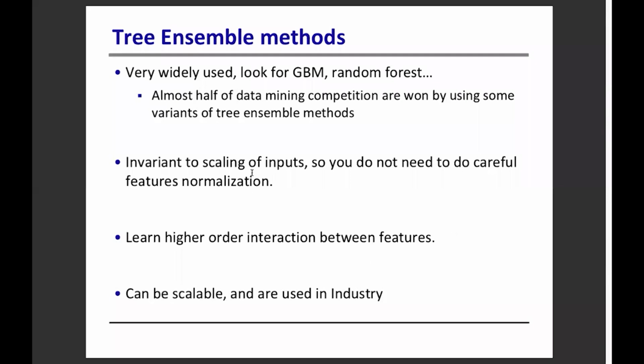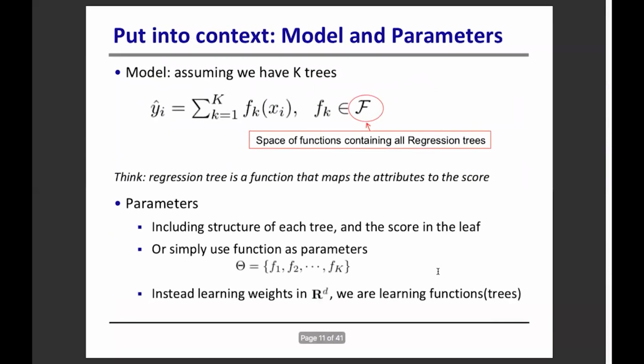So tree methods are invariant to scaling of the input, so you don't need to do careful normalization. They can learn higher order interactions between the features, can be scalable, and are used in industry. That's what we just learned.